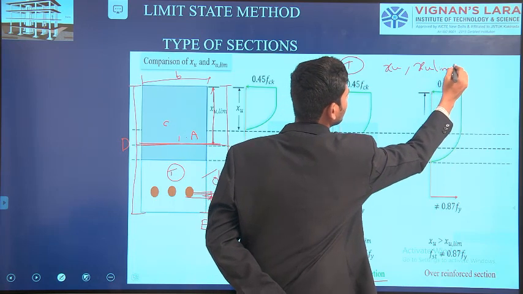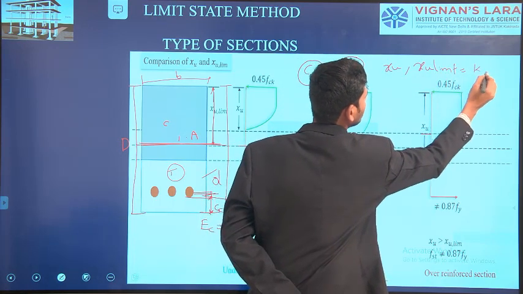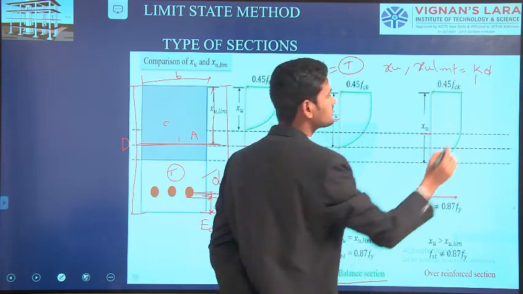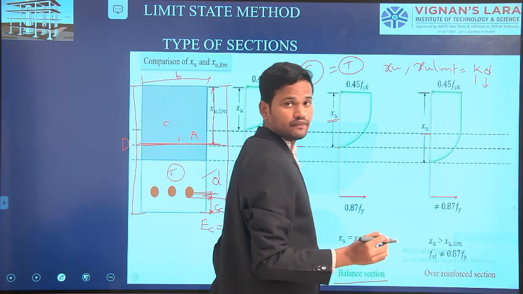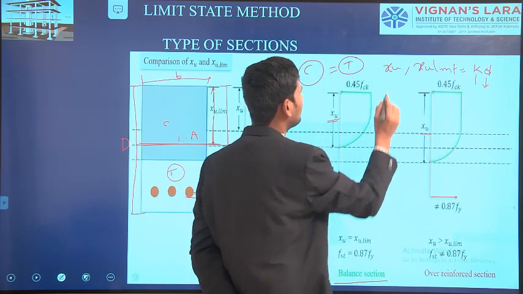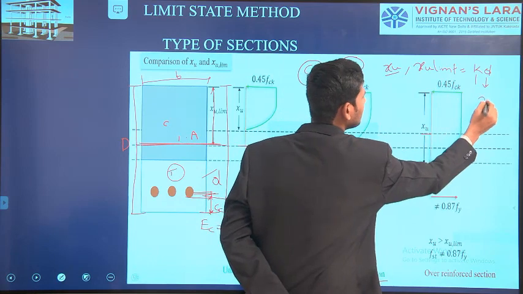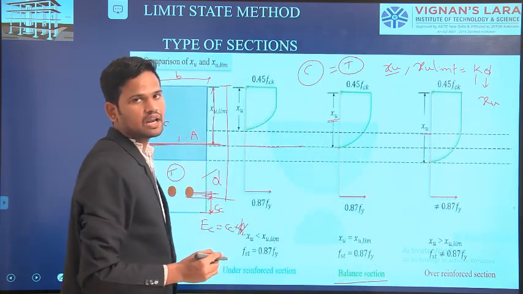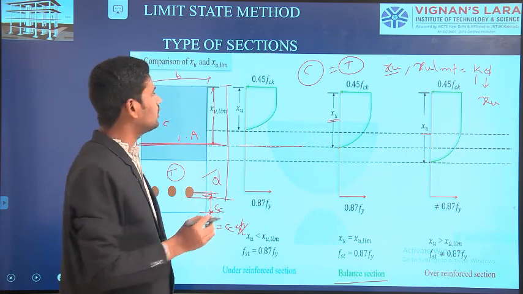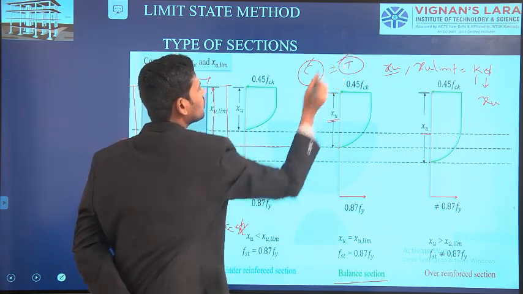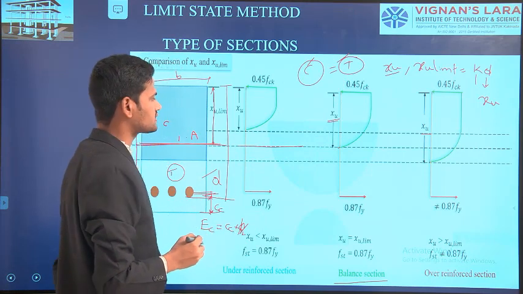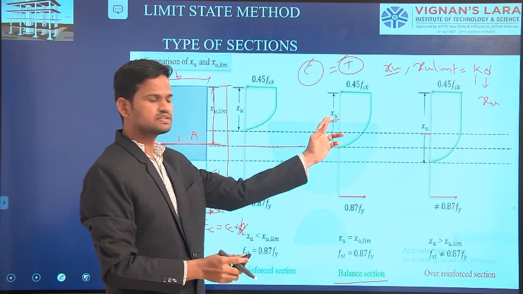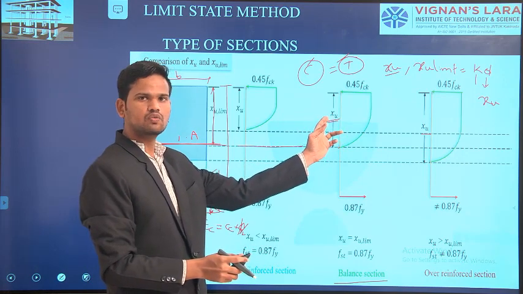The limiting depth of the neutral axis is XU limit equal to K into D, where K is the neutral axis constant and D is the effective depth of the cross section, whereas XU is the actual depth of the neutral axis calculated from the total compressive force and the total tensile force. For a balanced section, compressive force is equal to tensile force.